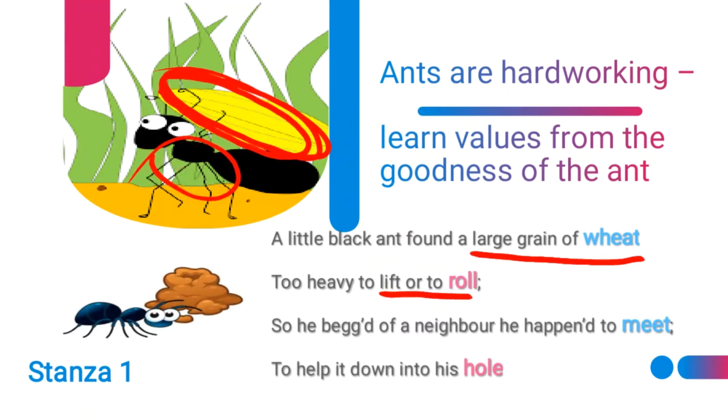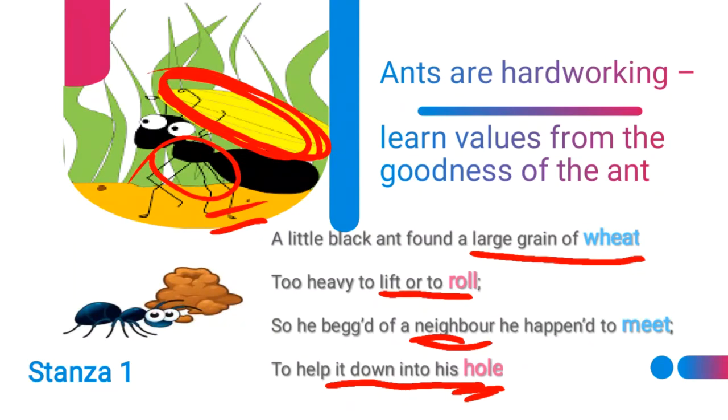He begged of a neighbor he happened to meet to help it down into his hole. So, children, when this little black ant was trying to carry a large grain of wheat, on his way he saw a neighbor, a neighbor ant. So he went to that neighbor and asked, help me to lift this down into my hole, my ant hill.